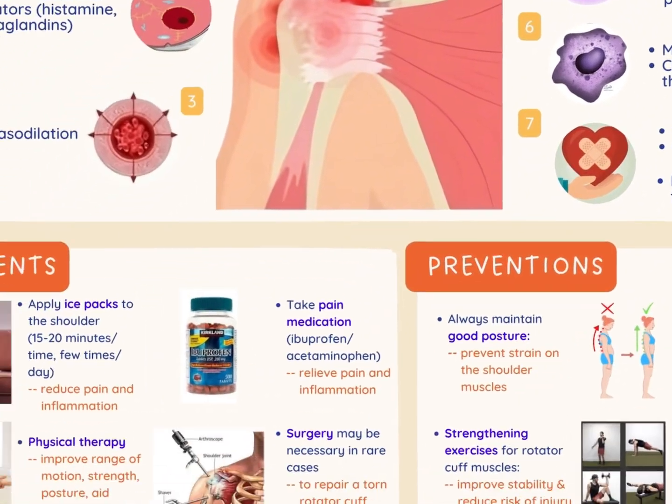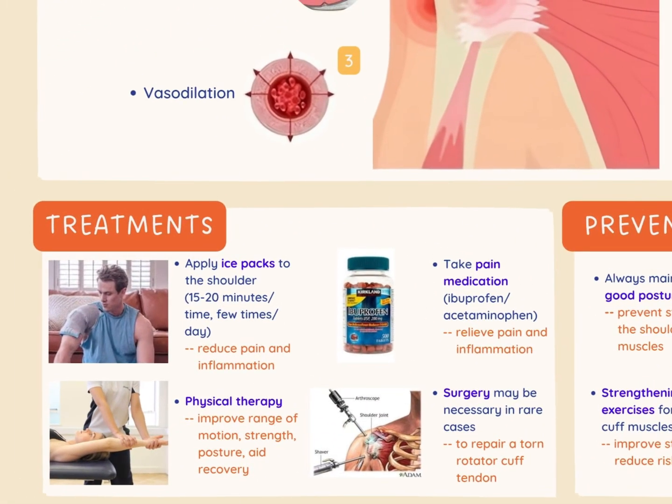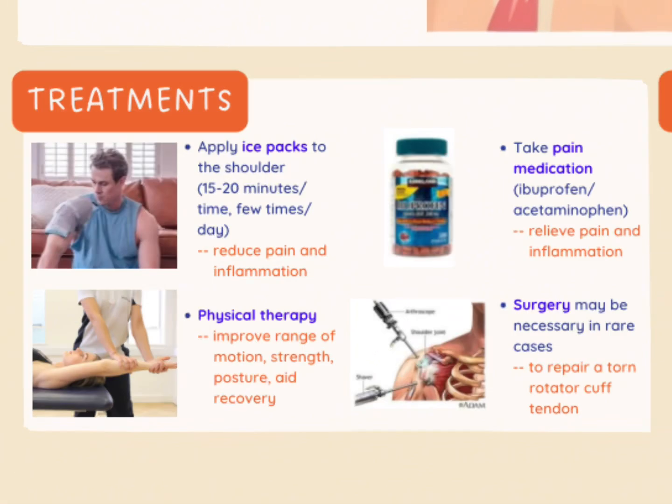Here are some treatment suggestions that we can perform on a patient who has rotator cuff tendinitis. So the first one, apply ice packs to the shoulder. The treatment time is 15 to 20 minutes each time, several times a day. It can help to reduce the pain and inflammation. Next one is to undergo physical therapy. It can help to improve range of motion, strength, and posture, aiding in recovery.